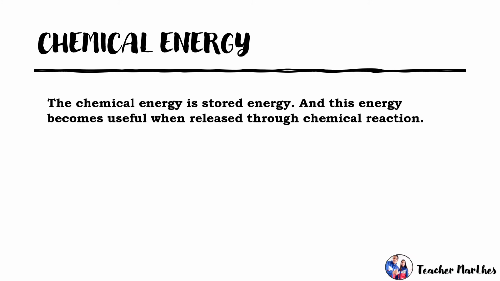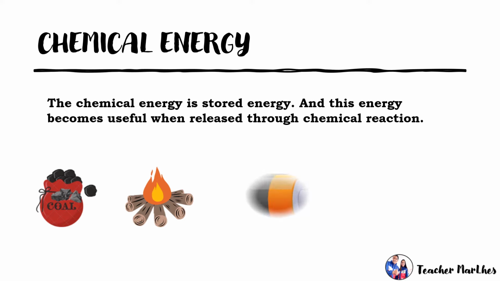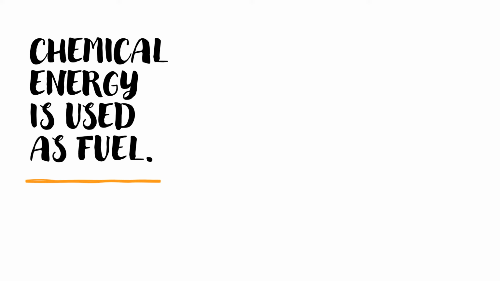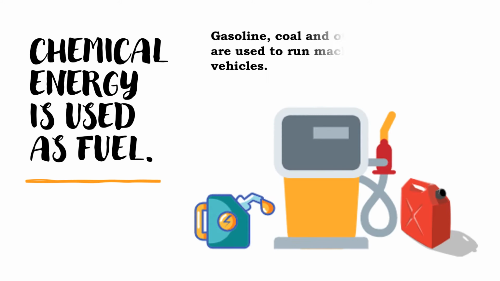The chemical energy is stored energy, and this energy becomes useful when released through chemical reactions. Some examples of this are coal, firewood, battery, and fuels. Chemical energy is used as fuel. Gasoline, coal, and other kinds of fuel are used to run machines, motors, and vehicles.